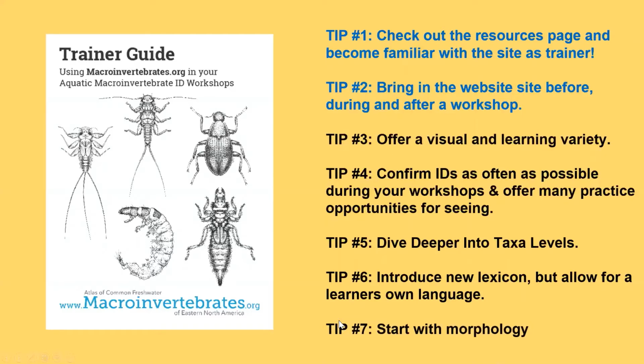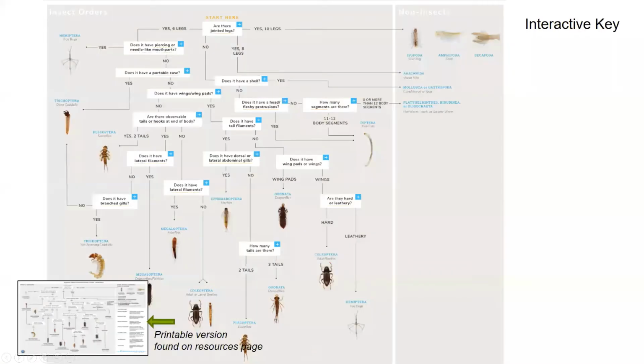And last but not least, which feeds off of number six here, one way to learn the lexicon, which is important for ID, is the morphological characters. And a good way to start is to engage in the dichotomous key. So the key is on the website.